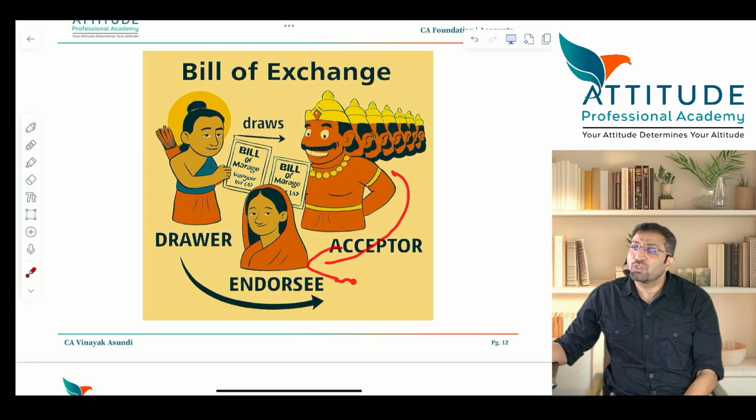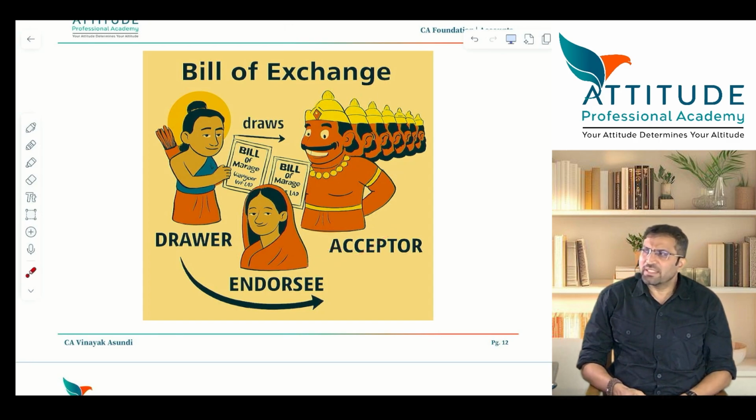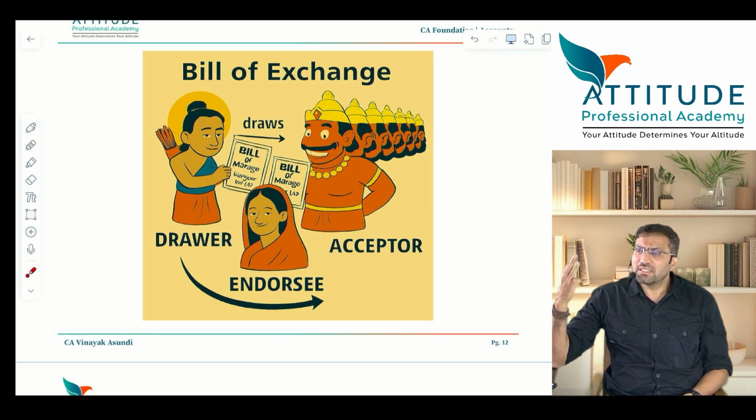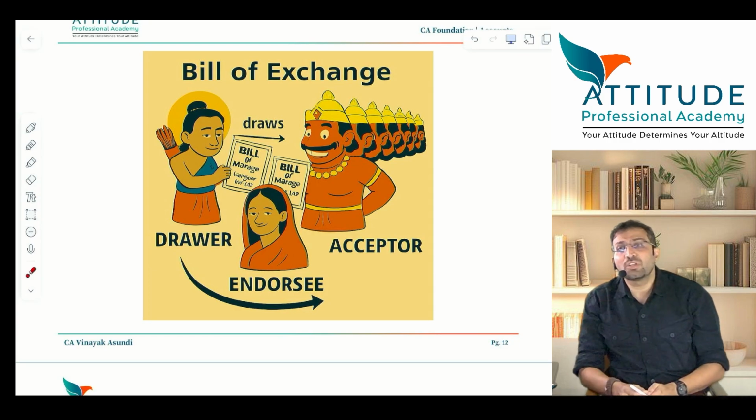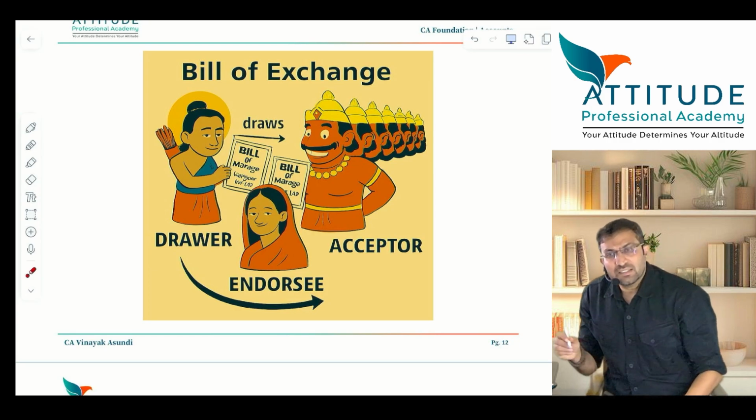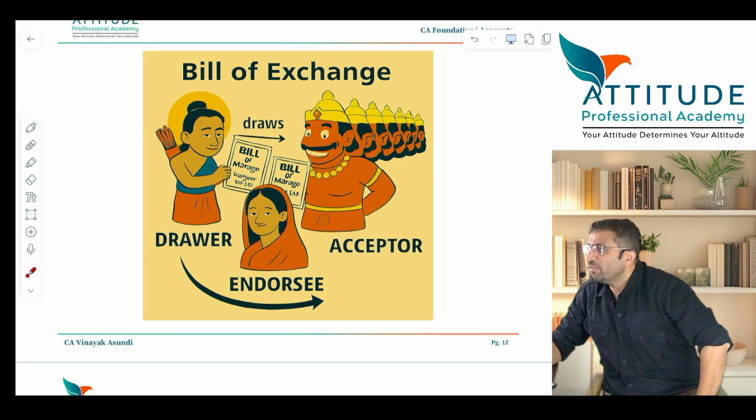3 cases. Understood? Is that clear? So how many parties are there in a bill of exchange? 3. Who are those? Drawer, drawee, who is also known as the acceptor, and payee. Payee is a person who holds the bill. Understood? Is that clear? This is all about bills of exchange.